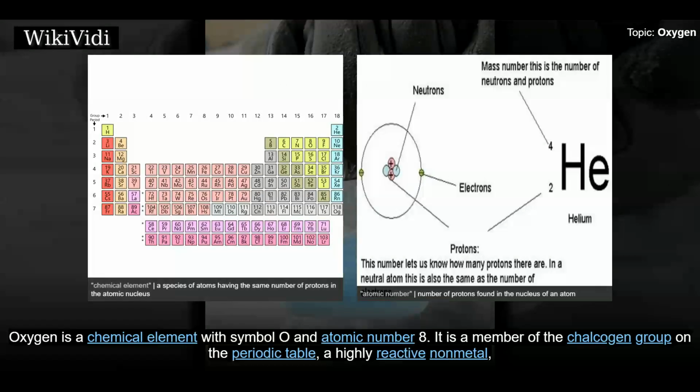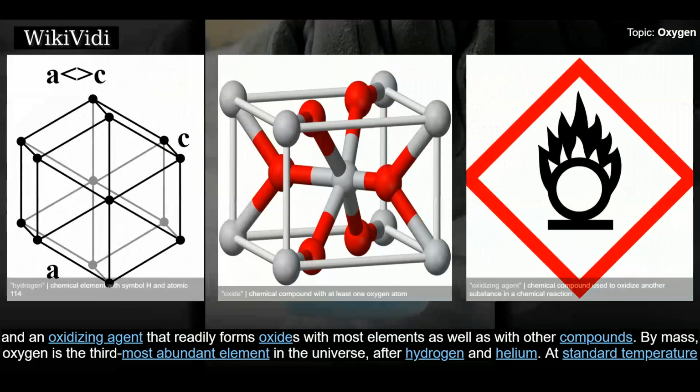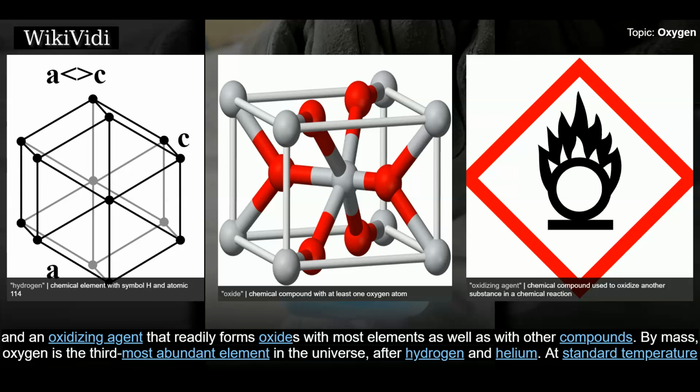Oxygen. Oxygen is a chemical element with symbol O and atomic number 8. It is a member of the chalcogen group on the periodic table, a highly reactive nonmetal, and an oxidizing agent that readily forms oxides with most elements as well as with other compounds. By mass, oxygen is the third most abundant element in the universe, after hydrogen and helium.